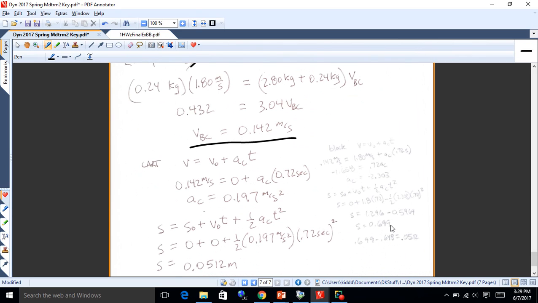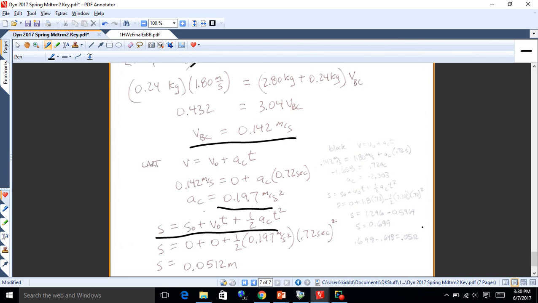Now, what you can do next is you can look at the velocity and the acceleration. There's many ways to do this second part here. The acceleration would be 0.197 meters per second squared. That's just v equals v0 plus at. So you know the final velocity is 0.142 and the initial velocity was 0. So you can back into the acceleration of the cart, it's 0.197, and then plug that into this distance formula here.